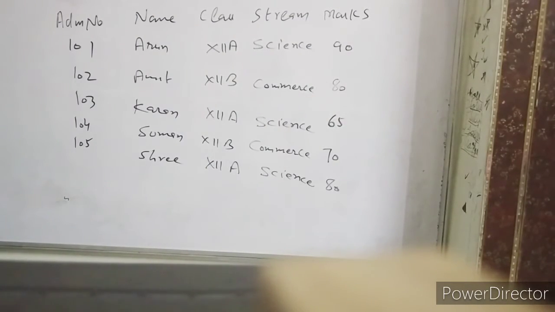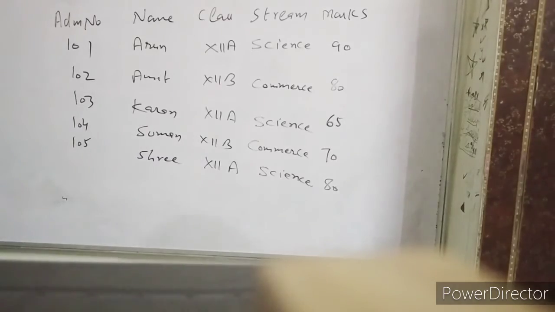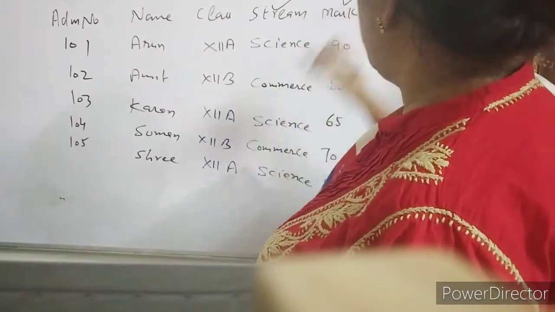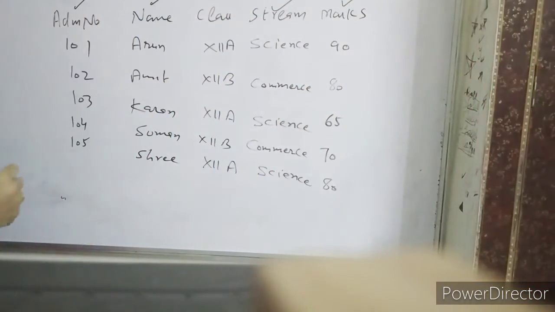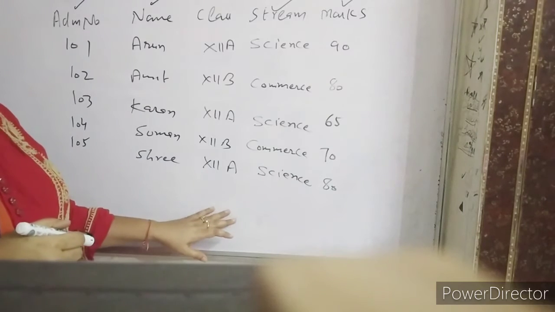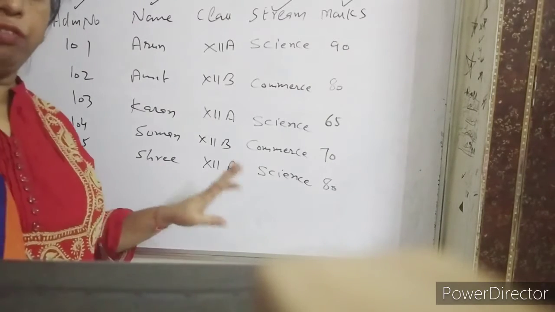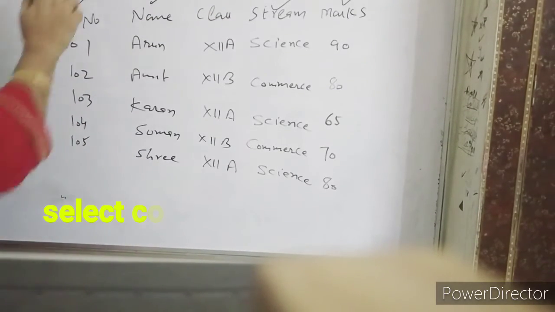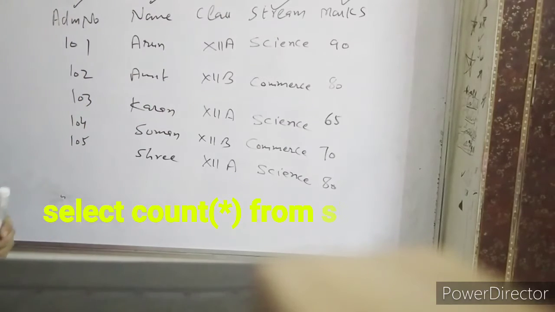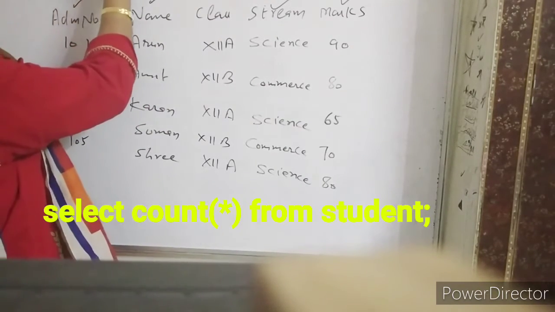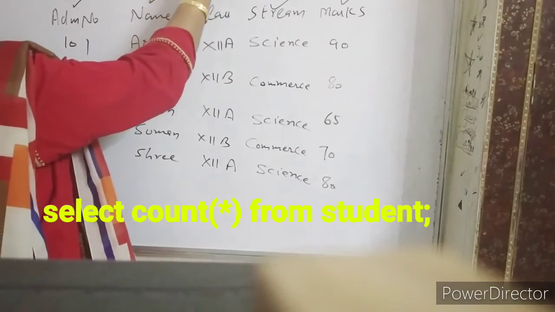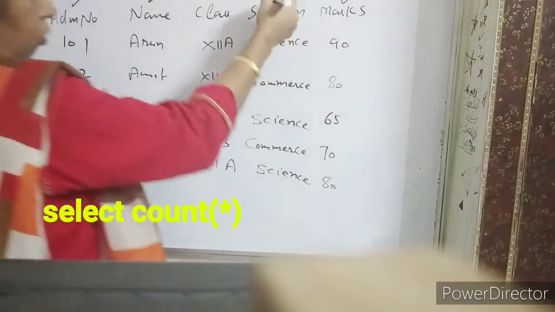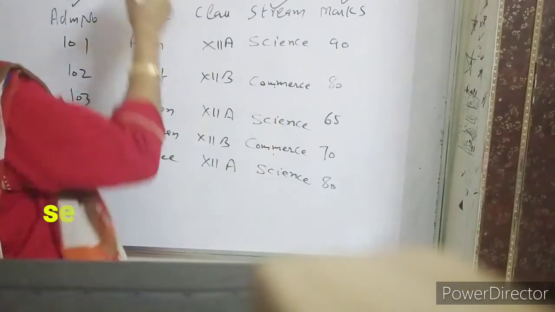See this table. In this table I have taken columns class, stream, marks, name and admission number. You all know about the aggregate function. If I am asking how many records are in this table, what query will you write? Count the number of records in the table. You simply write select count star from student. It means you will get the total count, 1, 2, 3, 4, 5.